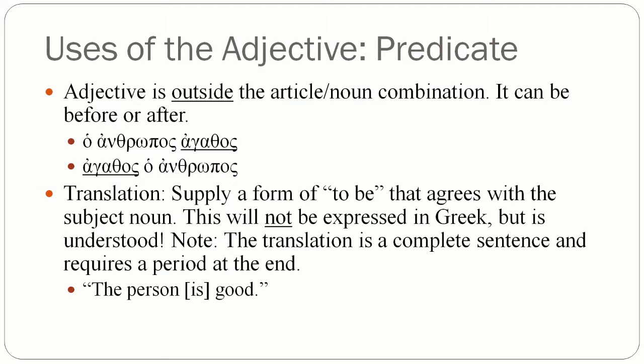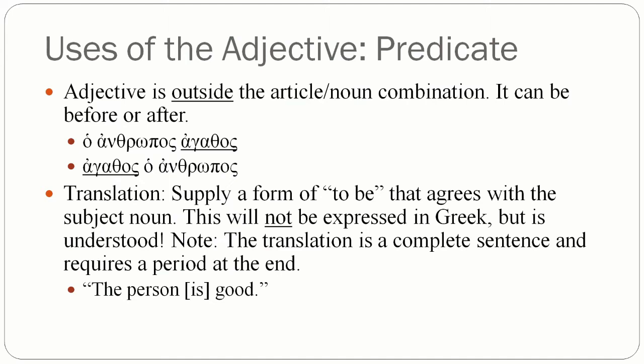So both of those examples, ha anthropos agathos or agathos ha anthropos, both of these are translated with the noun, the person, the man, the human being. Then supply a form of to be, which is why I have this in brackets. That is not in the Greek at all, but you put that in there. The person is, and then the adjective. The person is good.